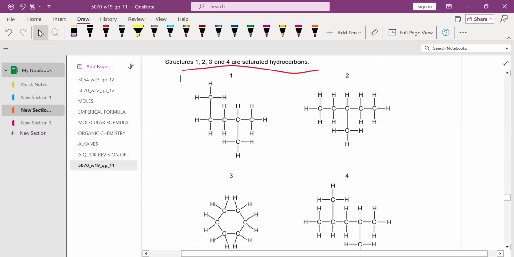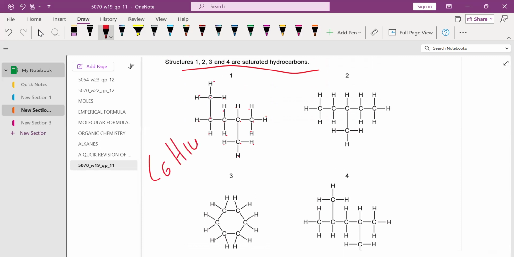Let's start the counting. Which is an isomer? First, we have 1, 2, 3, 4, 5, 6 carbons, and 14 hydrogens. So we have 6 carbons and 14 hydrogens. You need to count them. Then we have 1, 2, 3, 4, 5, 6, again 6 carbons, and 14 hydrogens. So they are isomers. 1 and 2 are isomers.